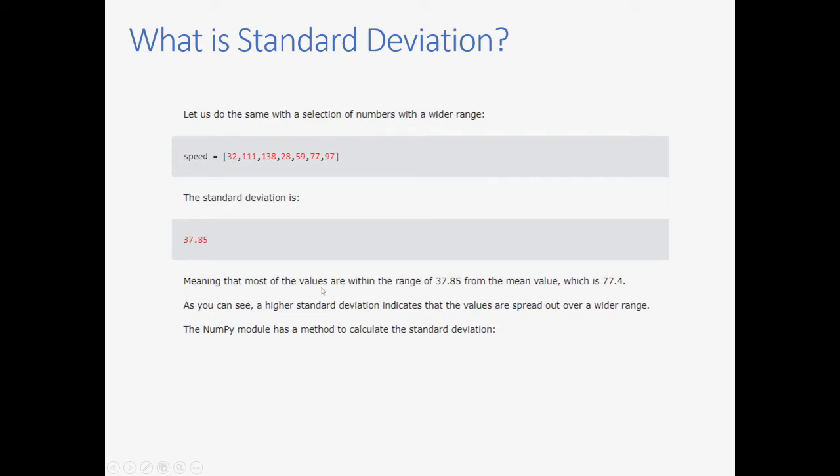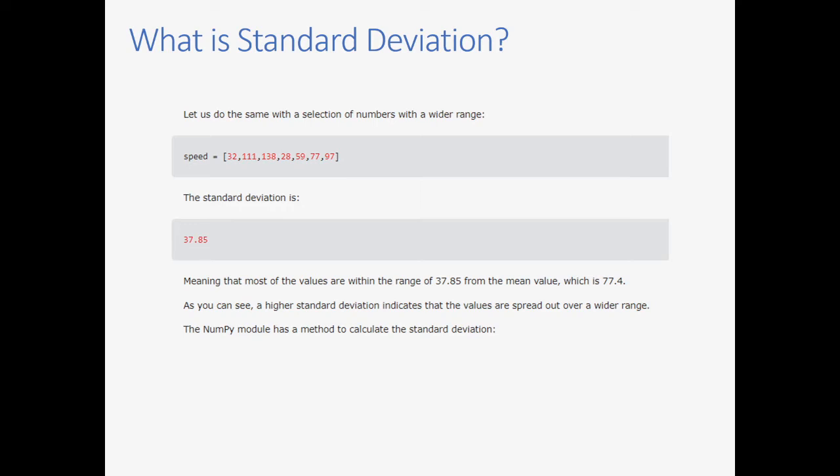Let us do the same with a selection of numbers with a wider range. So the speeds are 32, 111, 138, 28, 59, 77, 97. Just observing the values, we can say that it is widely spread. The standard deviation here is 37.85, meaning that most of the values are within the range of 37.85 from the mean, which is 77.4. As you can see, a higher standard deviation indicates that the values are spread out over a wider range.